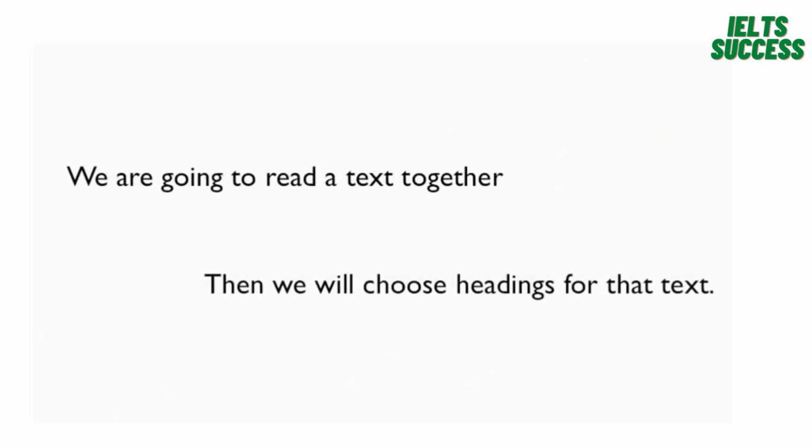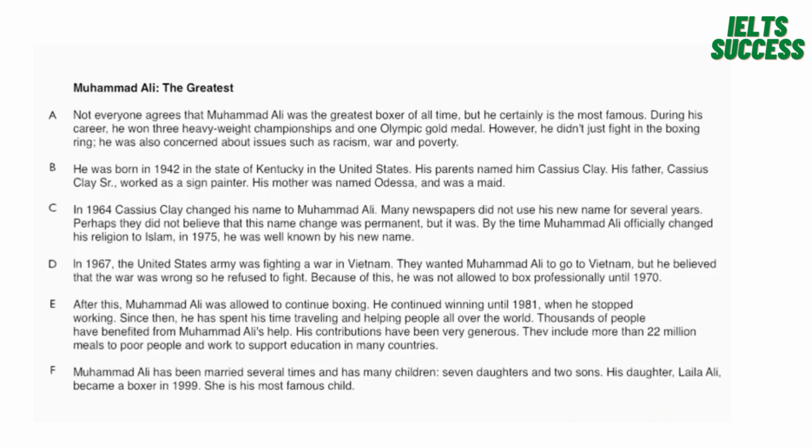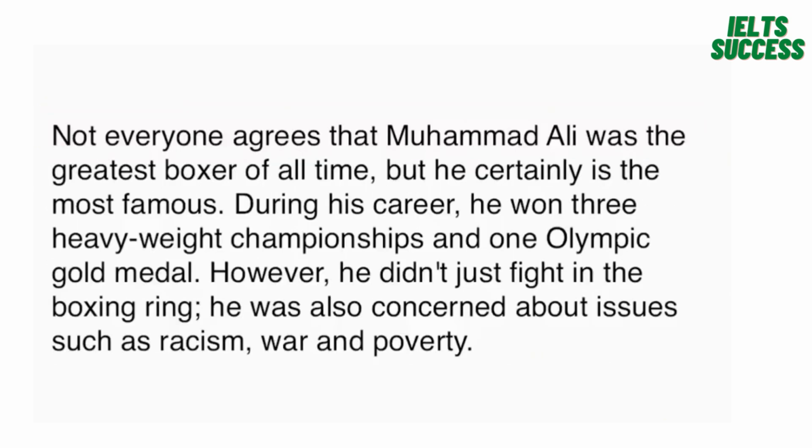Let's practice. We are going to read a text together, then we will choose headings for that text. This is an example text about the boxer Muhammad Ali. We're going to read a section of it together. Not everyone agrees that Muhammad Ali was the greatest boxer of all time, but he certainly is the most famous. During his career, he won 3 heavyweight championships and 1 Olympic gold medal. However, he didn't just fight in the boxing ring. He was also concerned about issues such as racism, war, and poverty.